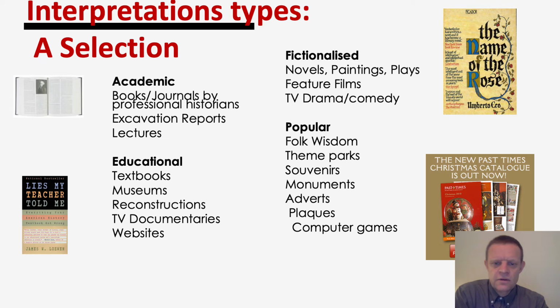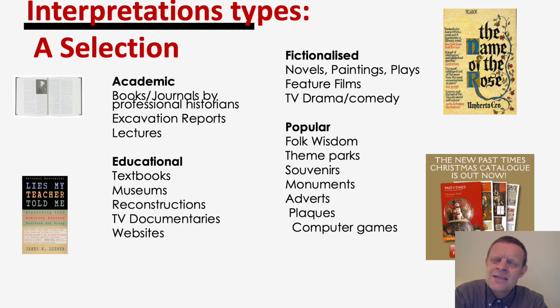So how did you get on? I wonder if your list is better than mine. But here's a list that I use with my trainees. So we can have academic interpretation, so books and journals of professional historians. We might have excavation reports. We might have lectures. As I said, we can look at textbooks. I think it's really good to use museums as interpretations. We can look at battle reconstructions. We can take TV documentaries. We can take extracts from websites. There's fiction as well. We can look at historical fiction and novels.